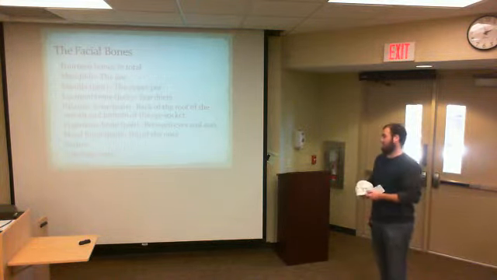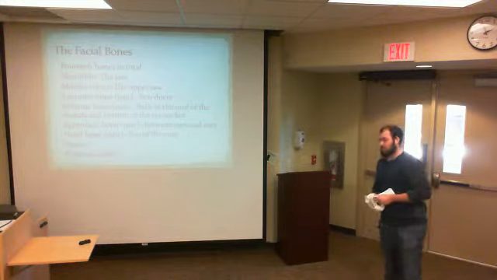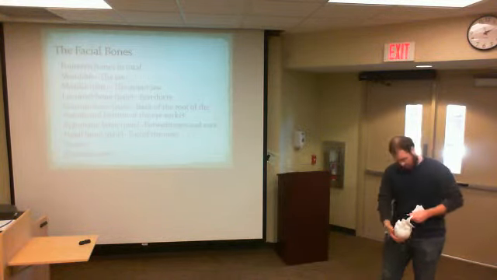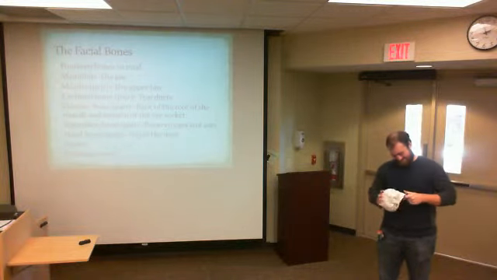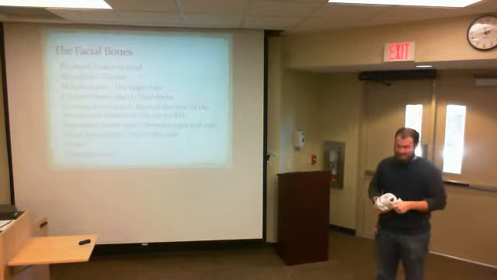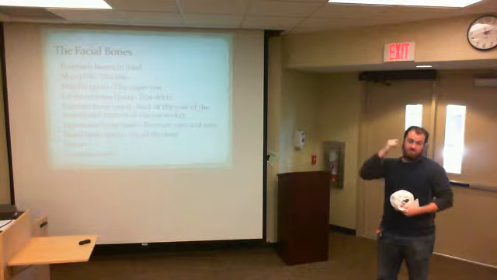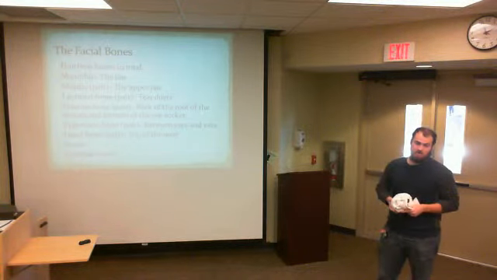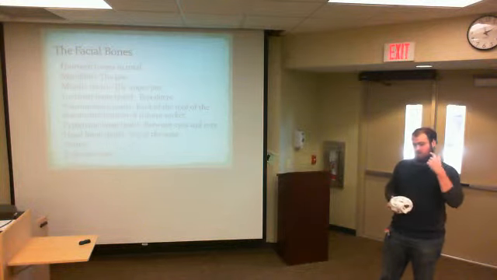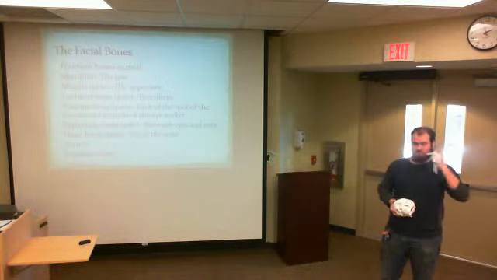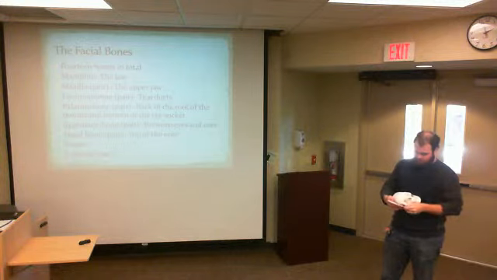The palatine bone: you've probably heard of the soft palate and the hard palate. The soft palate is the front of the roof of your mouth, and the very back of the roof of your mouth is the hard palate, and that's what's known as the palatine bone. It actually starts at the bottom of your mouth and goes all the way up to the top of your eye socket, so it's a pretty long bone.